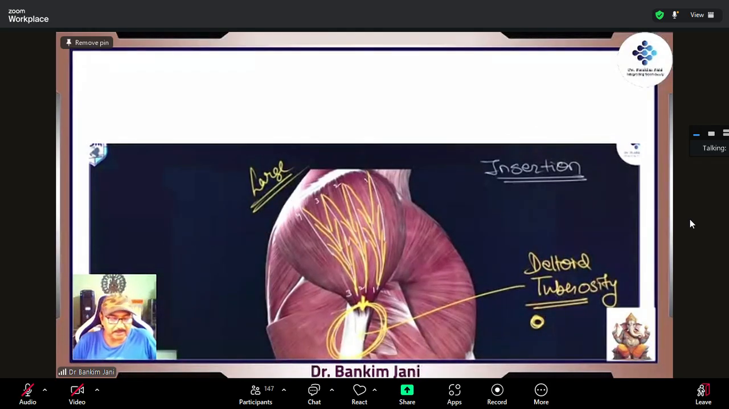A short important point on this multipennate. Multipennate means there are 4 groups of fibers on the top, and in the bottom, where it is inserted, there are 3 groups of fibers. That means those fibers will be concentrated on one point. So that is the point where they can generate a large amount of power, right?